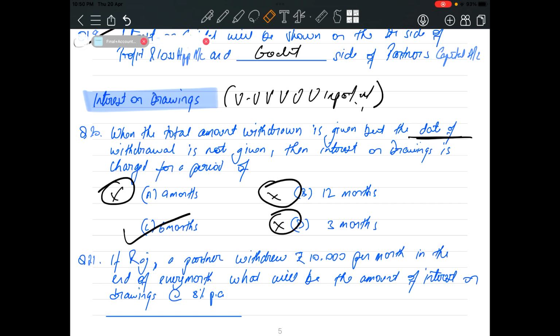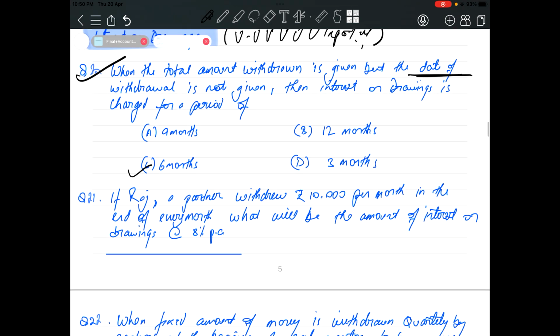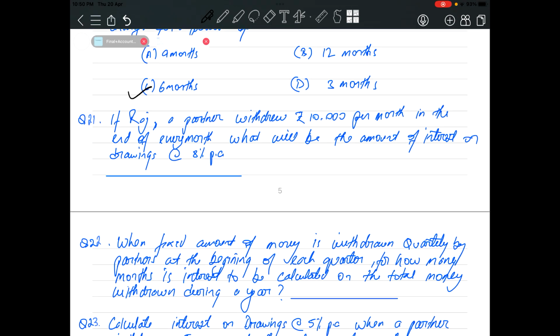6 months. If nothing is mentioned about the period, we will always calculate interest for 6 months. So the right answer is 6. I hope this is clear to you. Now let's move on to question number 21.